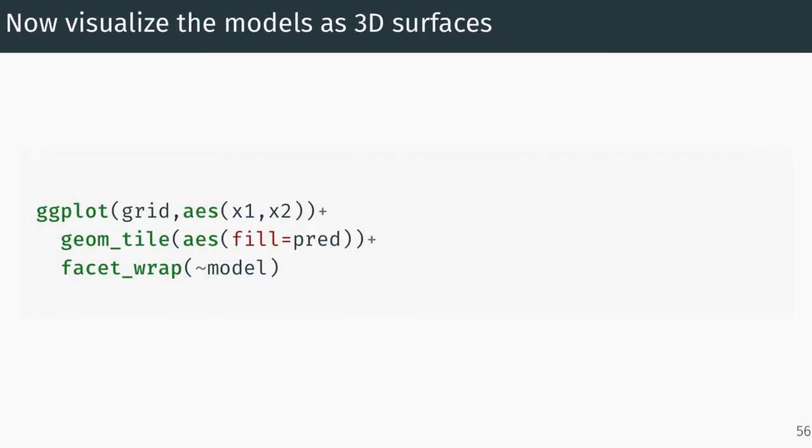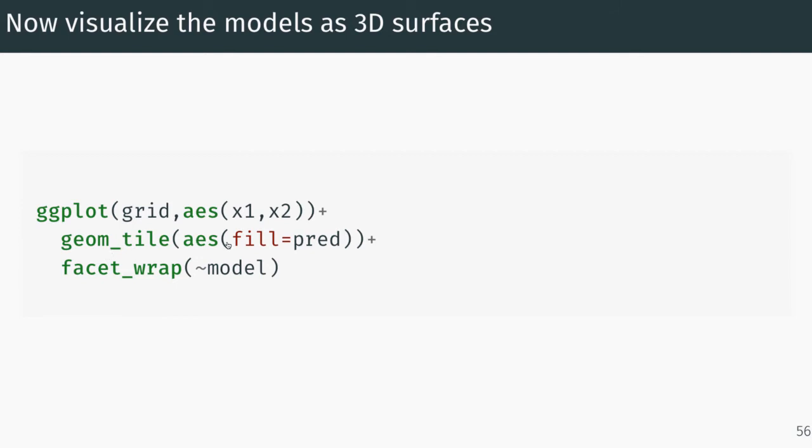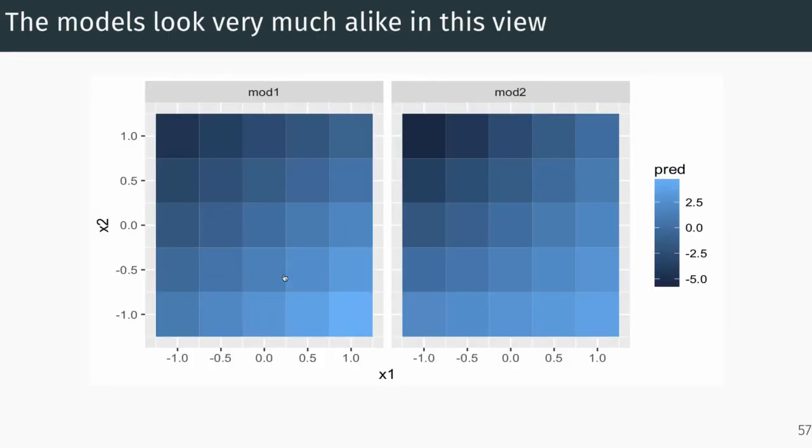And we can visualize these models as 3D surfaces. And so we're going to use geom tile. So let me just show you this tile and I'll come back to this. So this is what we mean by geom tile. And the aesthetic that we're using is the magnitude of the prediction. So a larger prediction is going to be a lighter color and a smaller prediction is going to be a darker color. And we're facet wrapping this on model. So consequently, we're going to have 2 facets because we have 2 models. So this is the additive model here, and this is the multiplicative model here. And it's very hard to see a difference between these 2 models in this view.